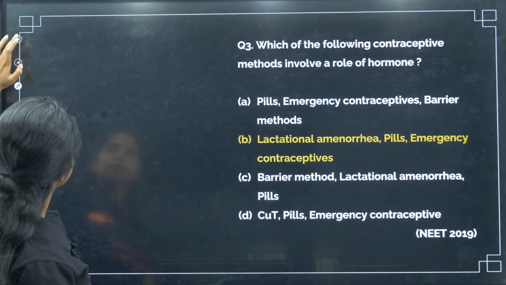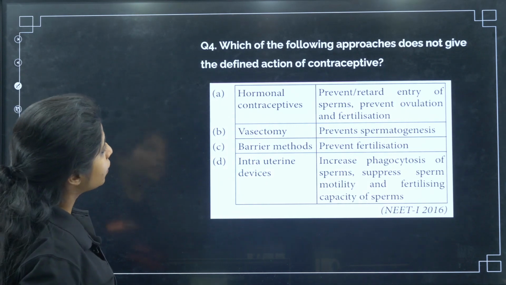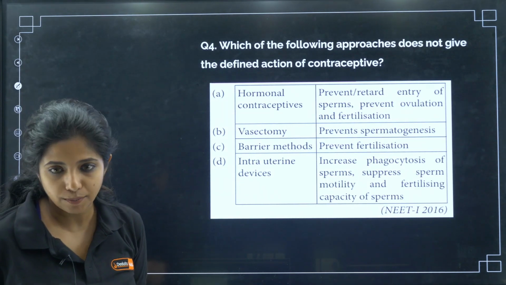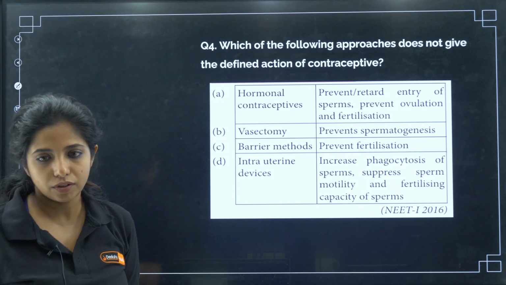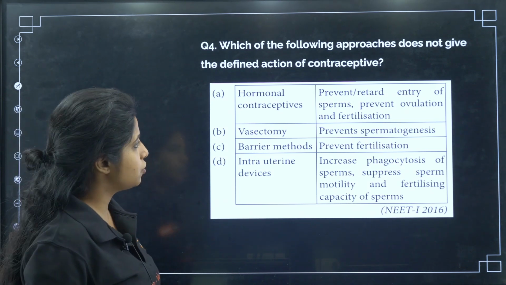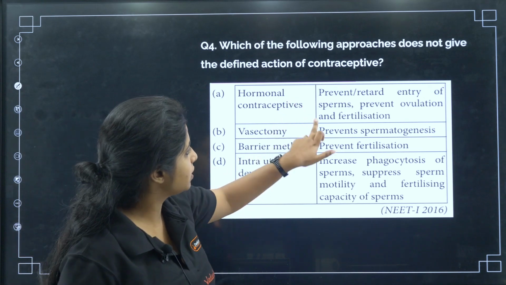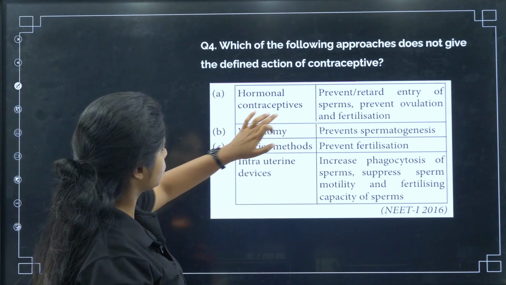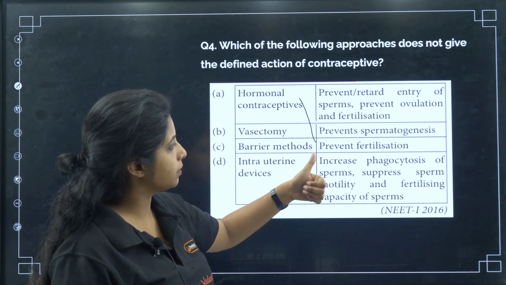Now question number 4: which of the following approaches does not give the defined action of contraceptive? Hormonal contraceptive, vasectomy, barrier methods and intrauterine devices. Hormonal contraceptive, my dear children, what do they do? I just told you. They prevent fertilization. That would be the best thing to explain. Okay, they prevent what? Fertilization. What about vasectomy?